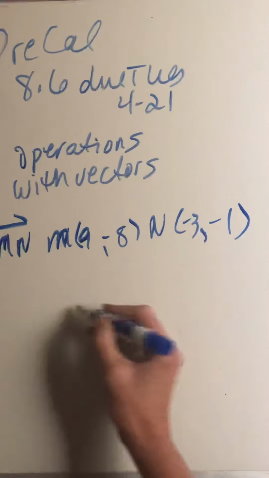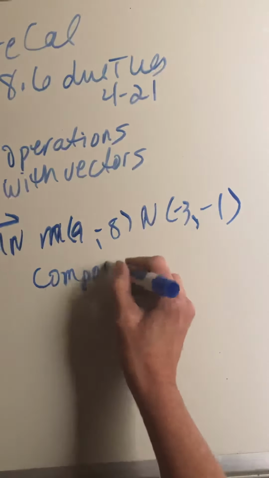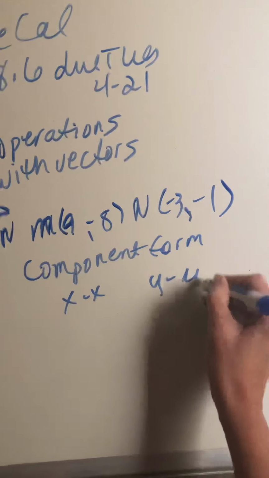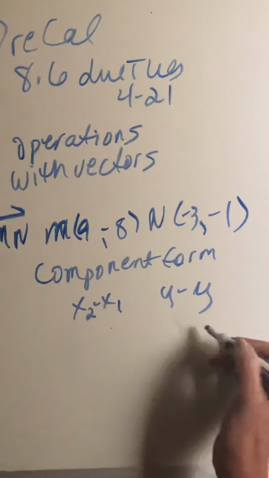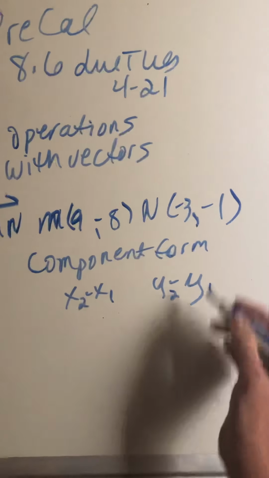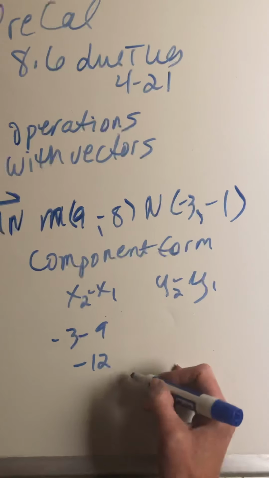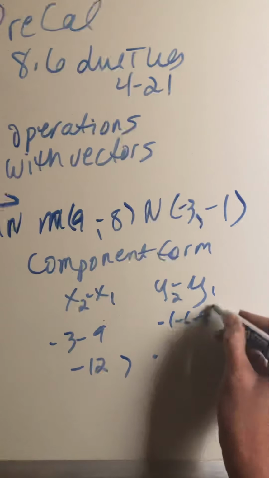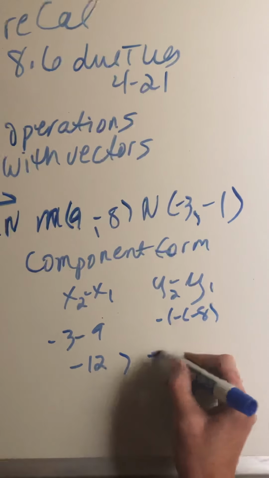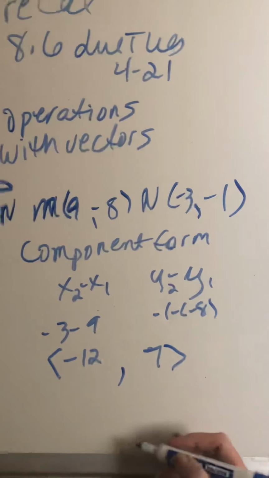And you want to find the component form of this. So finding the component form, all you do is x minus x and y minus y. That's all you do. And you take the second x. So let's do x2 minus x1, y2 minus y1. So x2 is -3 minus 9, so that's -12. And then -1 minus -8 for your y's, that would be 7. So component form is -12, 7.